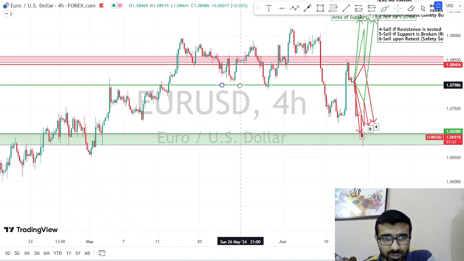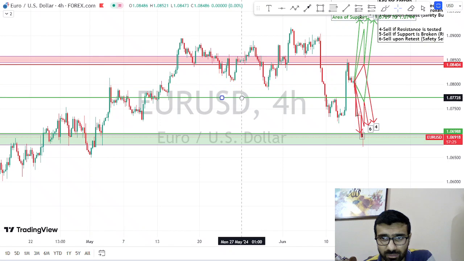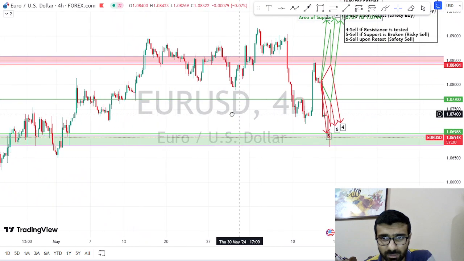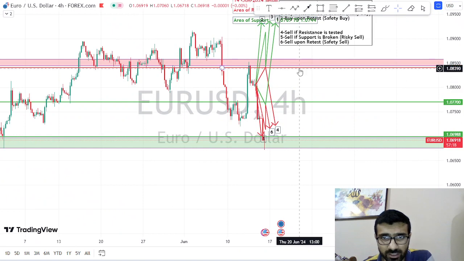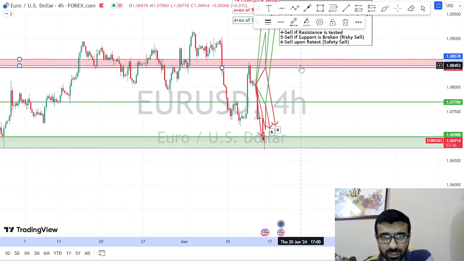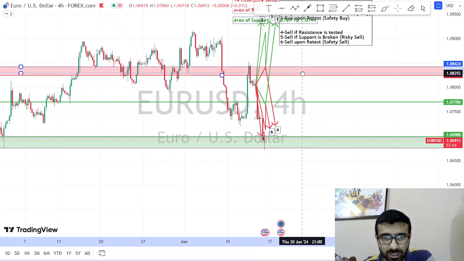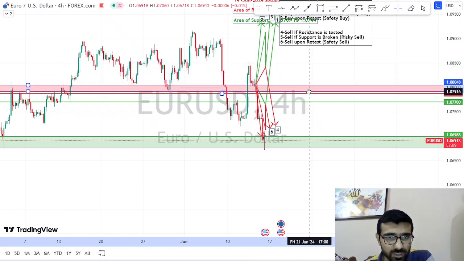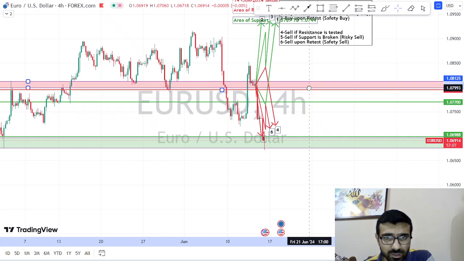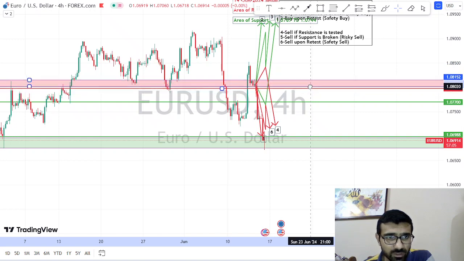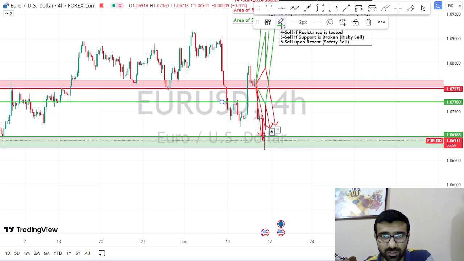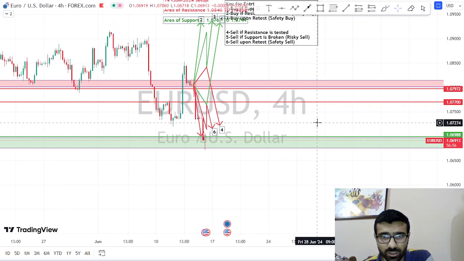Okay, so this will be the latest area of resistance from where I am expecting the market might touch and go down further. Okay, and now the area of resistance will be somewhere around here. This area will now be acting as an area of resistance. Okay, and this will be our short term area of resistance.